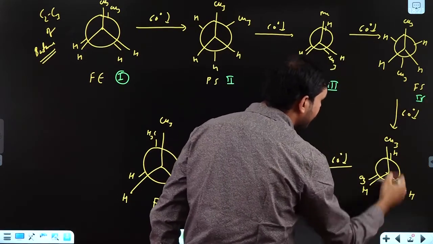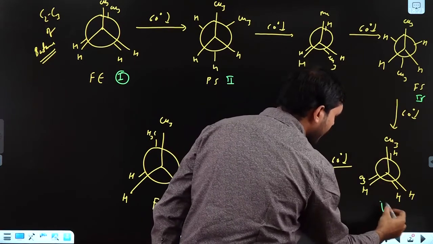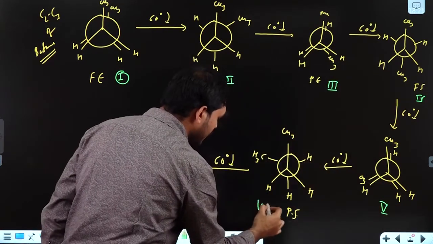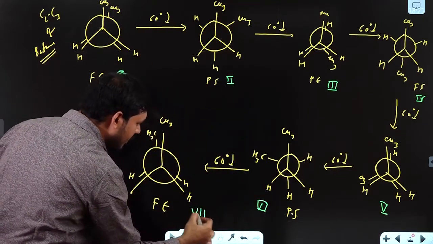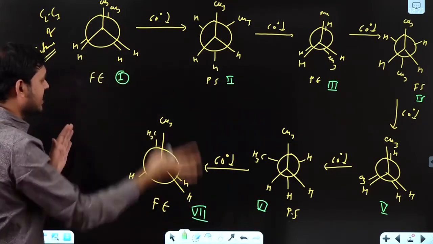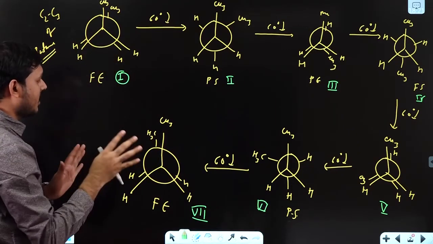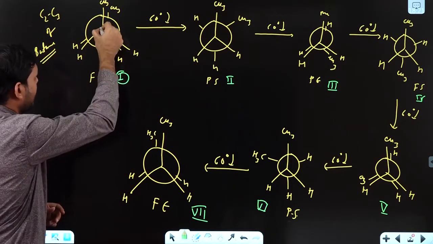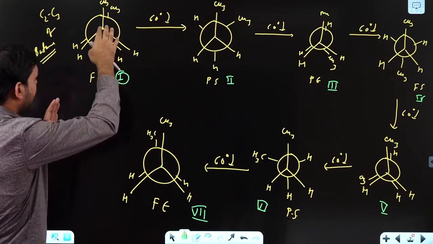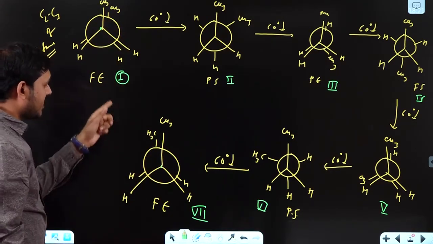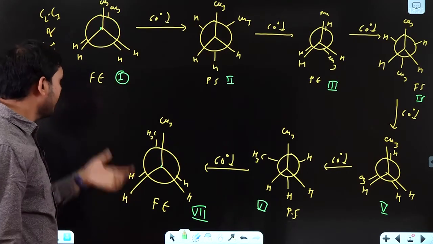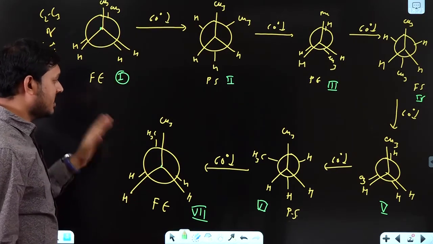This is again your 180 plus 60, 240 degree rotation. Again, this is your 300 degree rotation with respect to the first one. And finally, this 7th structure comes when you rotate 360 degree the back carbon, keeping the front carbon as it is. If you rotate the back carbon 360 degree, you will get this structure. First and 7th are having similar fully eclipsed, so they must be having similar energy.